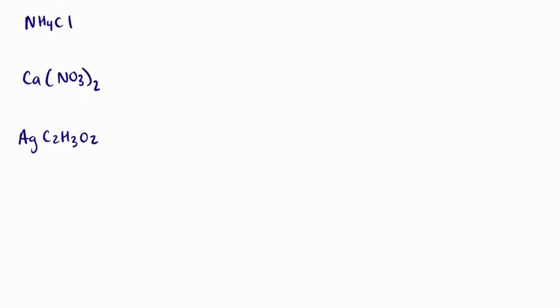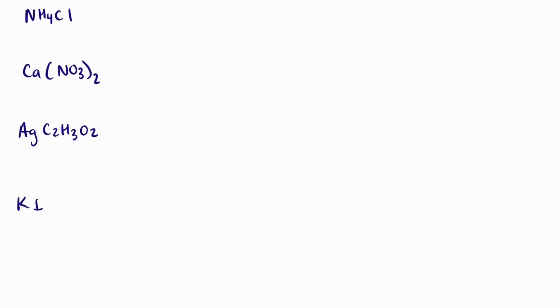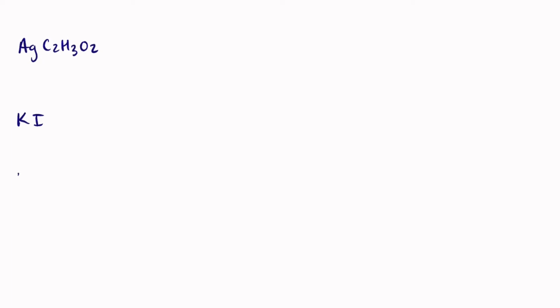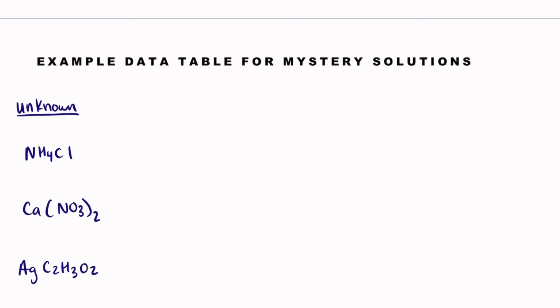ammonium chloride. I've got calcium nitrate. I've got silver acetate. I've got potassium iodide. I've got strontium chloride. And I've got sodium carbonate. Those are my unknown, and then I'm going to cross them with my known solutions.